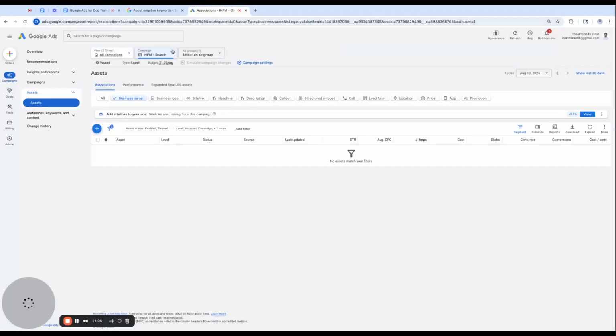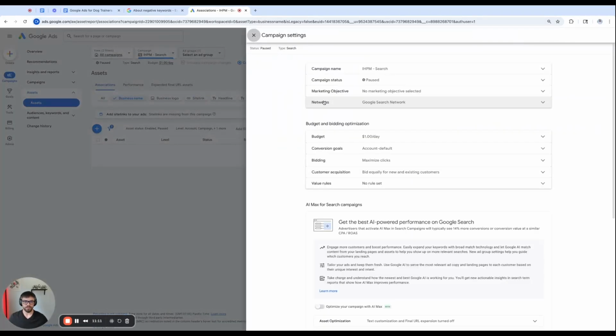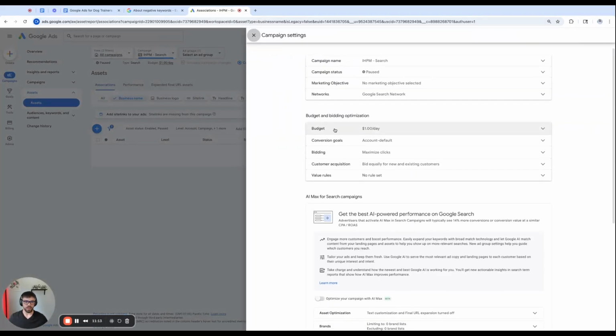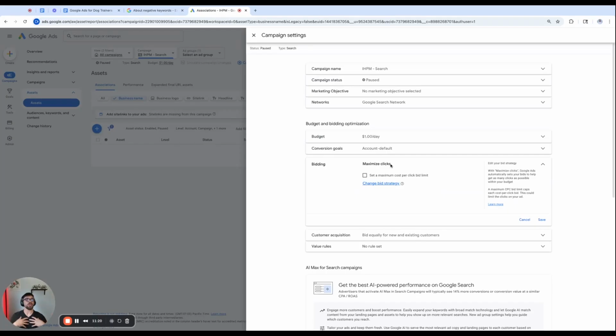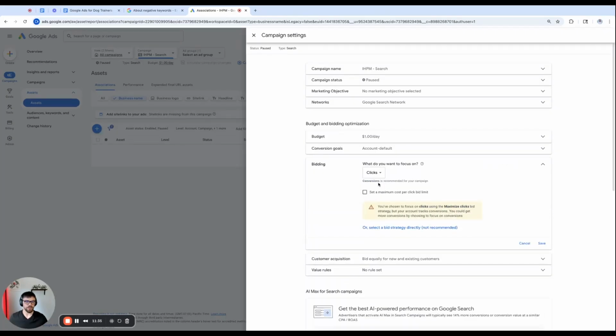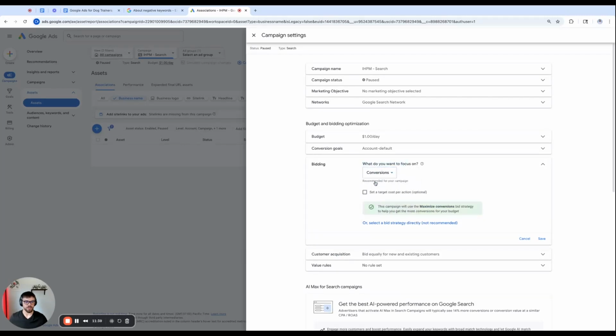So let me quickly pull up my campaign here, and I'm going to go to campaign settings. We are going to go to bidding strategy, which is right here. And as you can see, we're currently on maximize clicks. Now let's pretend I am 30 to 45 days in. I have around 40 conversions in my account, and I'm ready to switch to maximize conversions. I'm going to click on this link where it says change bid strategy. Instead of focusing on clicks, we are going to focus on conversions.